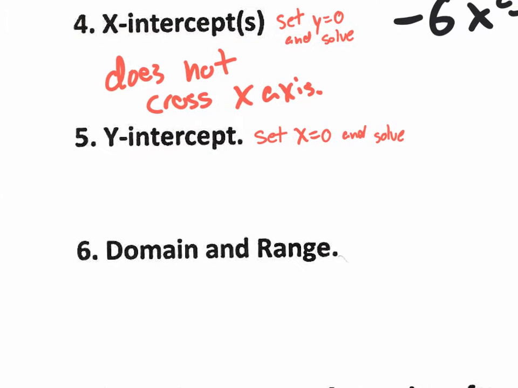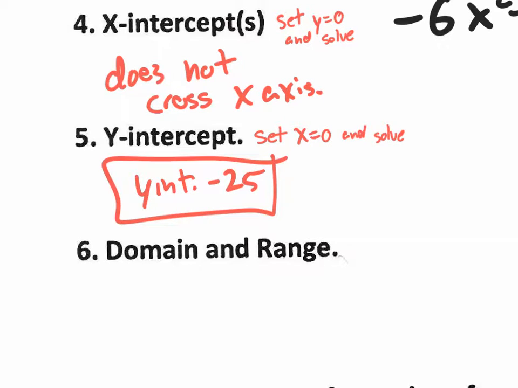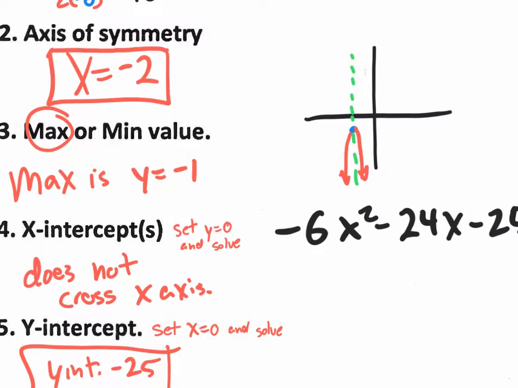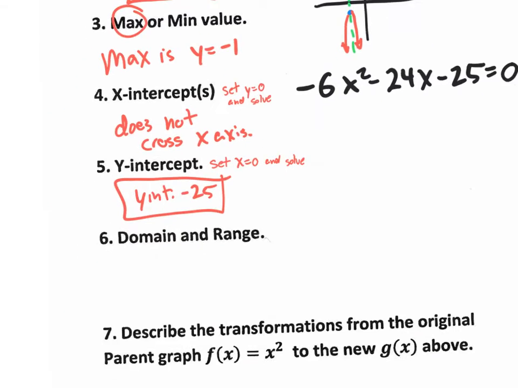So what's the y-intercept? Y-intercept is at negative 25, right? So this parabola that opens down, that little sketch that we did, it's not going to cross the y-axis till way down here at negative 25. Way down there. Make sense?